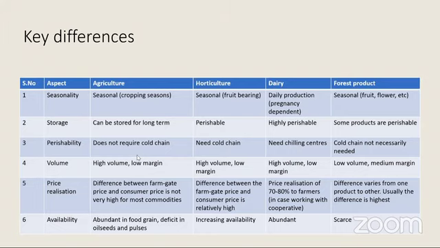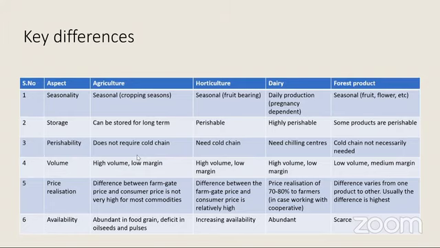And similarly in case of forest produce, there are some produce that can be stored for a longer time, while there are others which are more perishable. So perishability and storage are similar, because the produce which has high perishability will need cold chain infrastructure, vehicle or transportation things. Whereas most of the agriculture produce does not require perishable cold chain infrastructure.